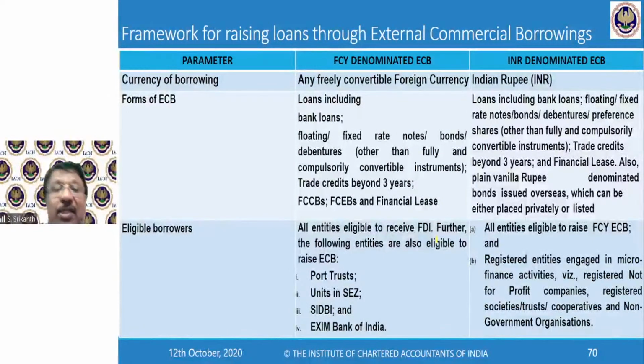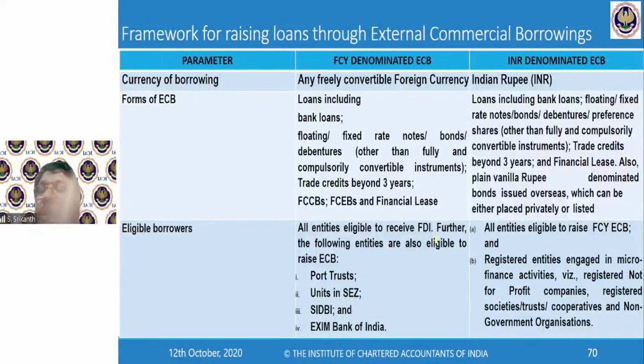You will ask me, why doesn't the ADR, GDR come here? No, it is FDI. It is part of equity, not part of loan or debt. Balance sheet position is different. That is why. This is debt. So floating or fixed rate notes, FCCBs, FCEBs, foreign currency convertible bonds, and things like that. And financial leases also come here.